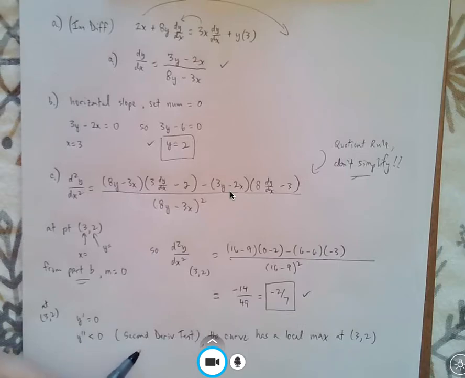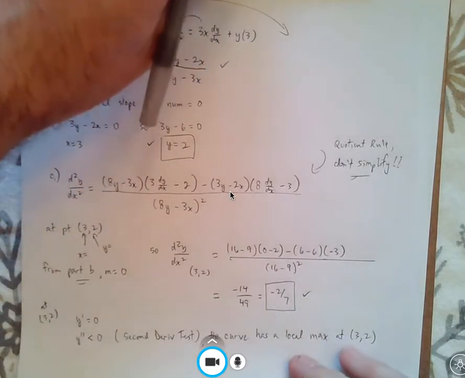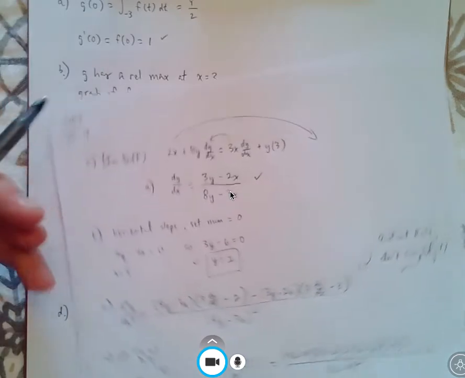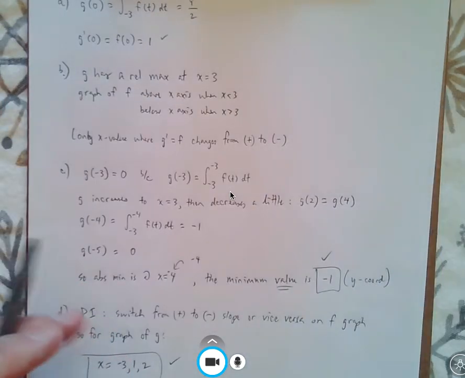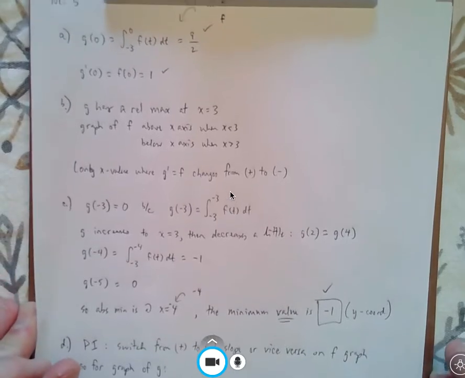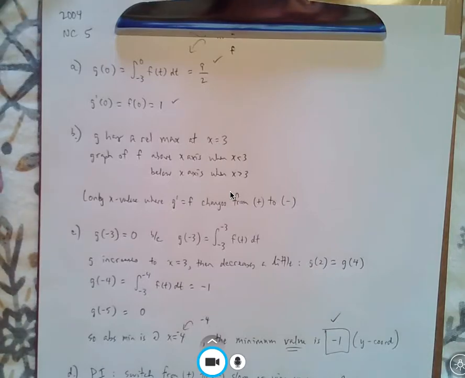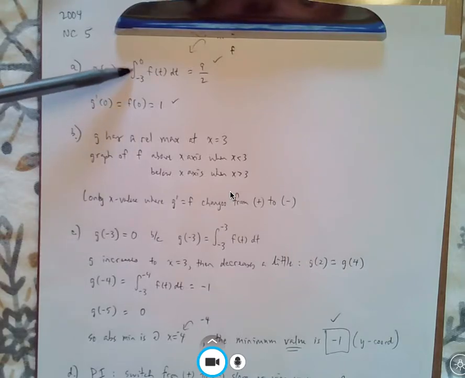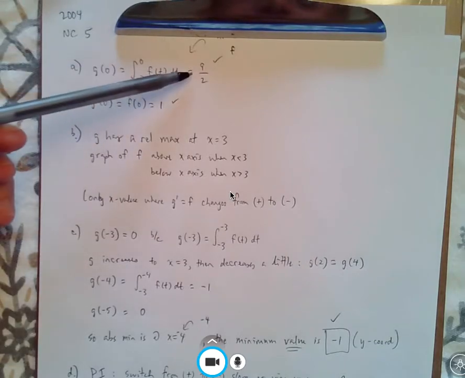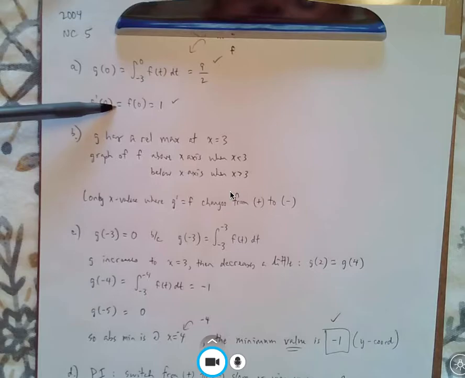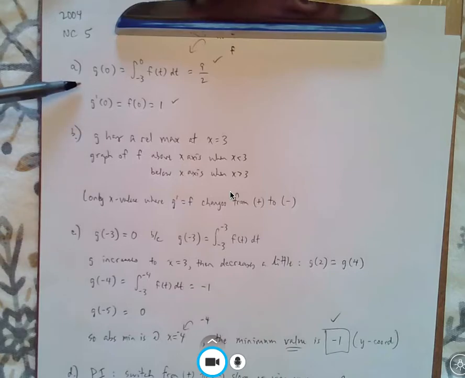Okay? Let's take a look at number 5, which I thought was probably the easiest of the three. I think so at least. And if you notice, this is a very traditional fundamental theorem of integral calculus question. So if you look at the graph, again, you have the graph in front of you, but g of 0 is going to be the integral from negative 3 to 0 of f of t dt, which turns out to be 4.5 or 9/2. G prime of 0 is equal to f of 0, which is equal to 1 if you look at the graph of f. So I thought that was a pretty easy question.